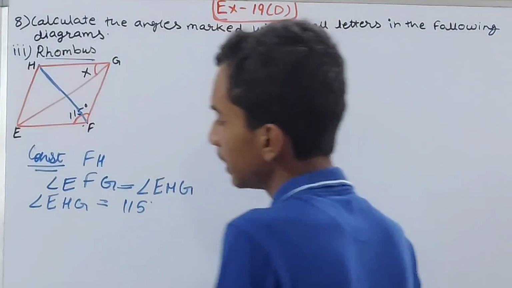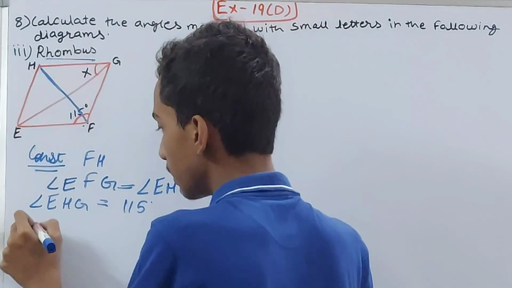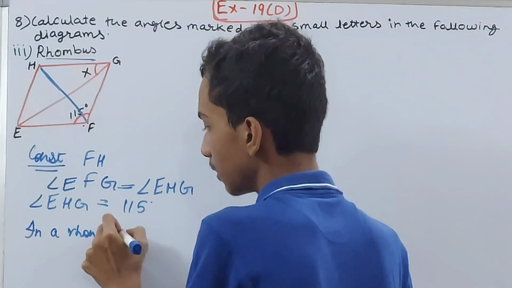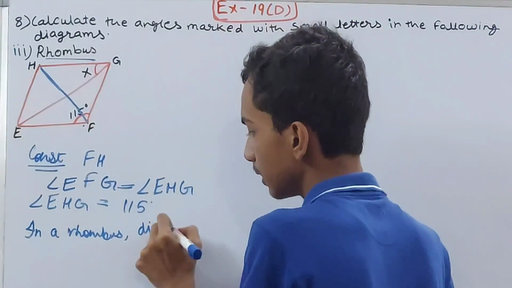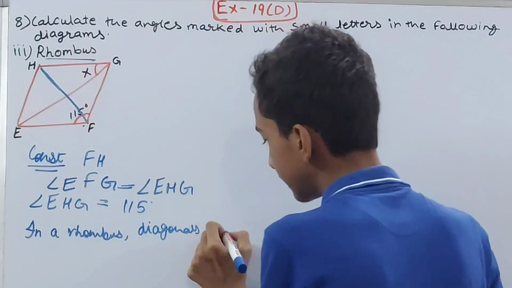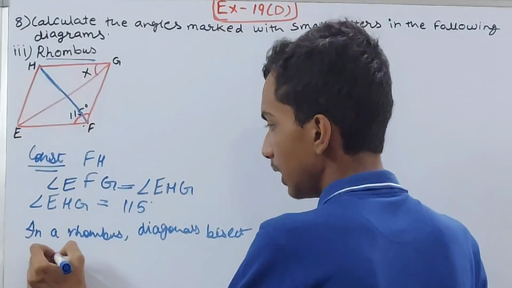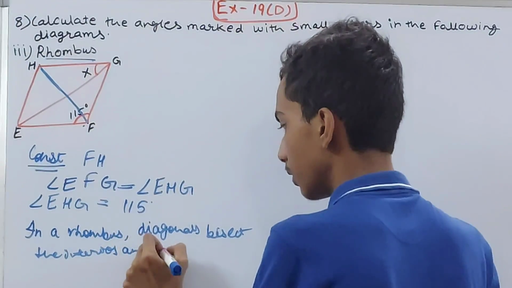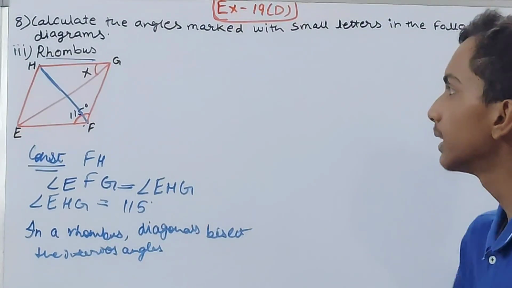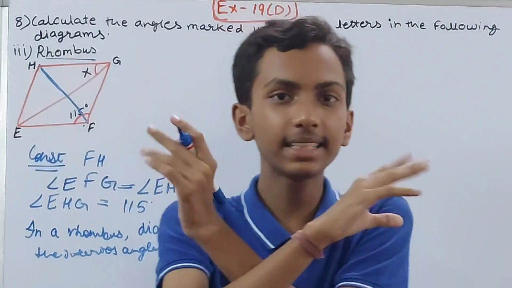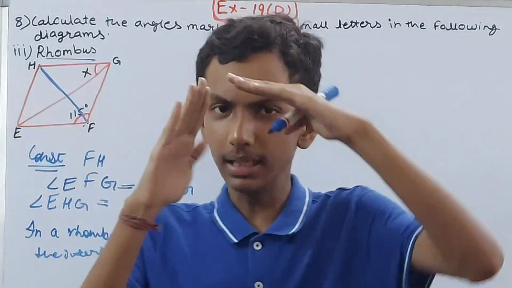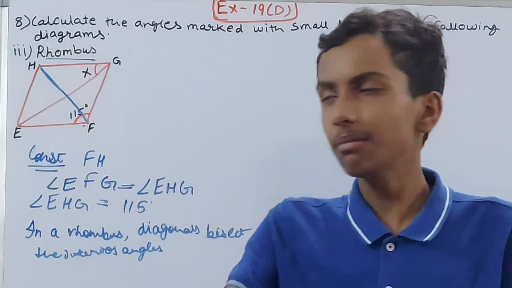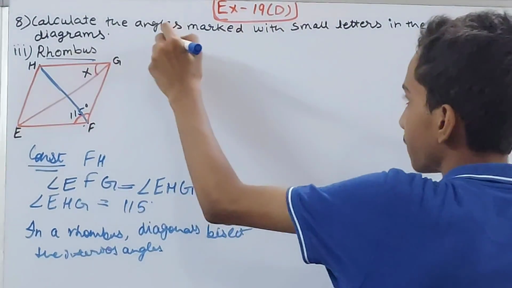Now we will be using the property of rhombus that says what? In a rhombus, diagonals bisect the interior angles. Okay, so in a rhombus, both the diagonals bisect the interior angles. Whatever angle is held at this part, it will be bisected by the diagonal. Okay, so that means what? Look here carefully.